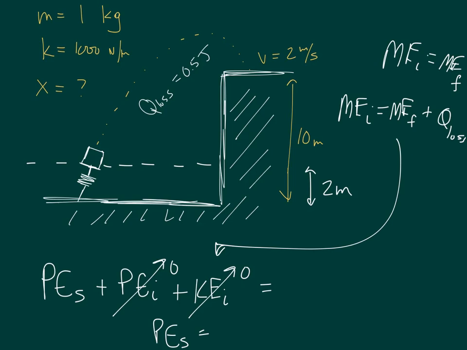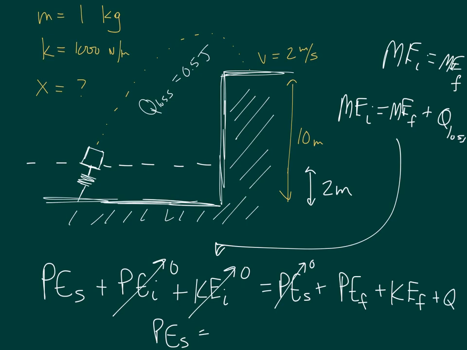The final position is right here. The initial position was right here. That's a vertical change of 8 meters. So it has some potential energy at the end. It does not have a spring at the end, right? There's no spring at the end. So it has potential energy at the end. It's also moving. The instant before it lands on the cliff, it's got a velocity of 2 meters per second. So it has kinetic energy at the end. And we've lost energy to Q loss along the way.